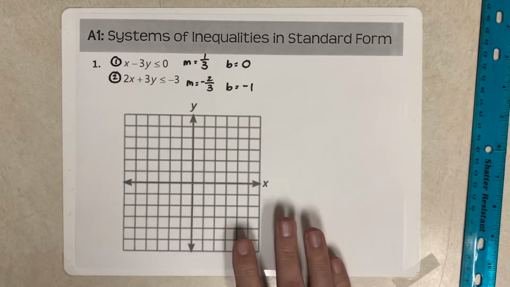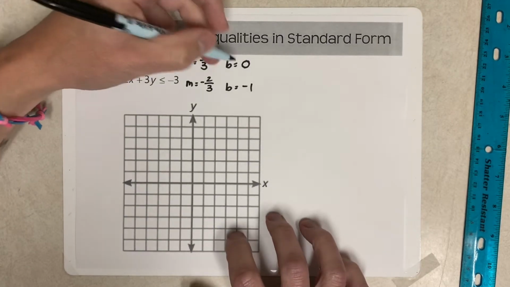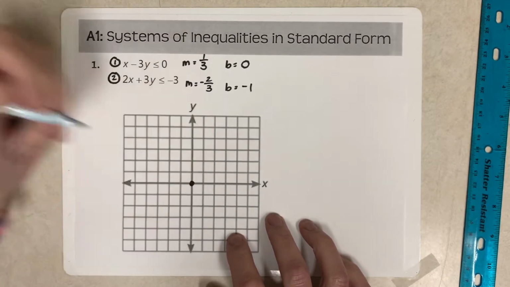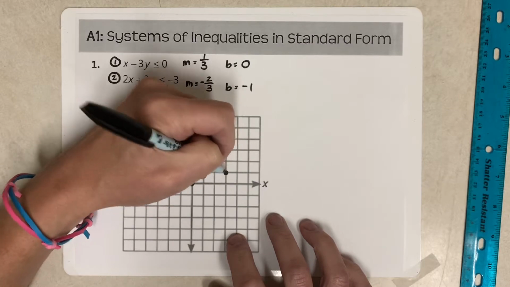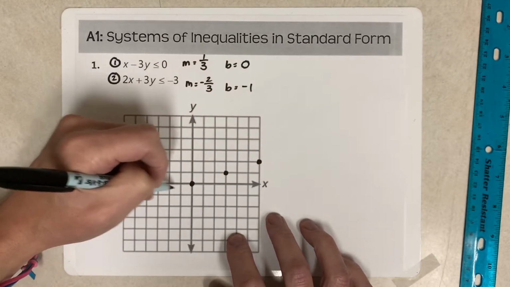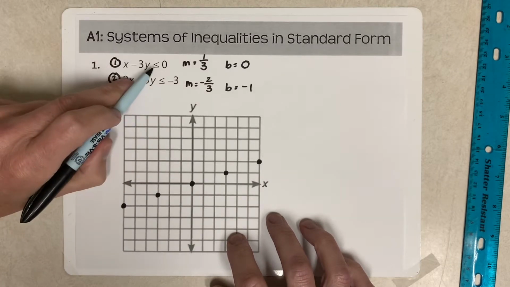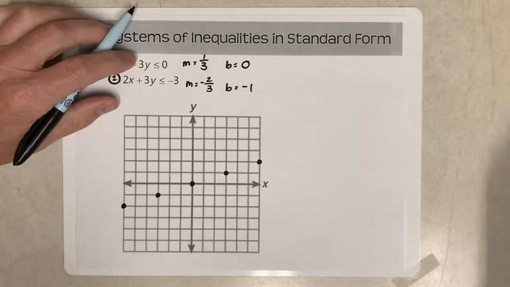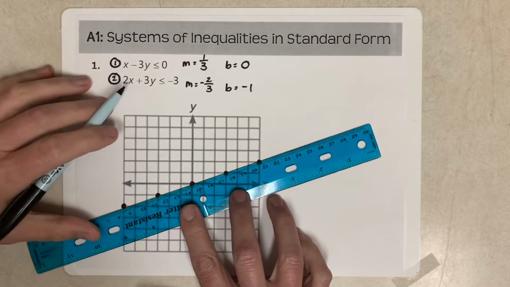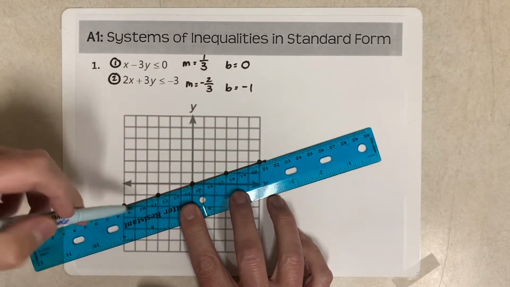Now, we got 2 of them. My first boundary line is going to have a y-intercept at the origin, and it's going to have a slope of 1/3, so up 1 over 3, up 1 over 3, back 3 down 1, back 3 down 1. It's going to be a solid boundary line, because you have the little equals here. So we're going to graph a solid boundary line like this.